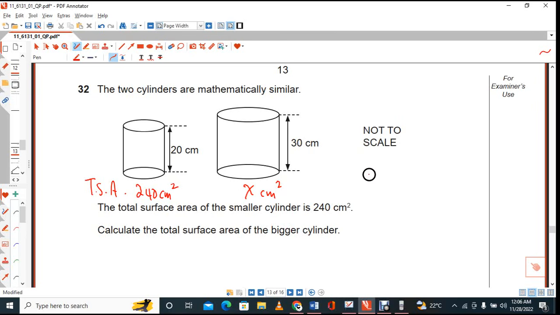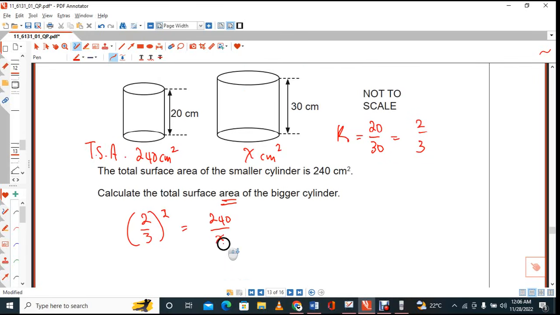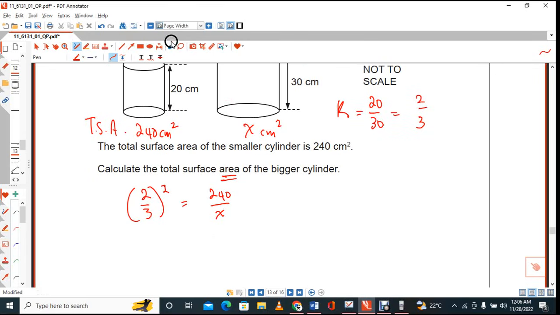Okay, so we're first going to work with the ratio of the sides. So we're going to say 20 over 30, which is actually 2 over 3. So this is the ratio of corresponding sides. Since we're working with area, we need to square this. So we need to square 2 over 3 in order for us to compare the areas, 240 over the other one. If it was volume, we would be cubing it. Right, so this is 4 over 9.